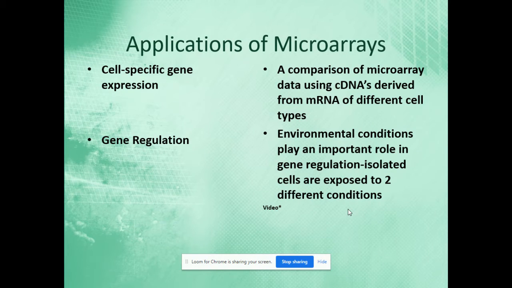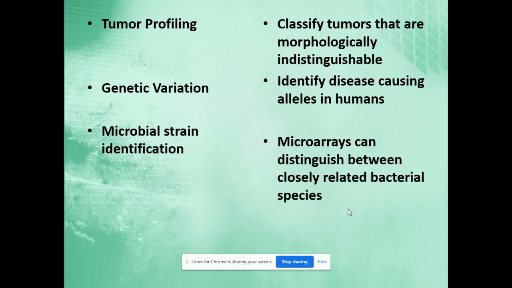For example, skin color, maybe you'll be a little bit darker if you're closer to the sun. Tumor profiling, so we're classifying tumors that are morphologically indistinguishable. So if they look the same, but maybe they act differently. Genetic variation, we're identifying disease-causing alleles in humans. Microbial strain identification, we are looking at bacteria species.